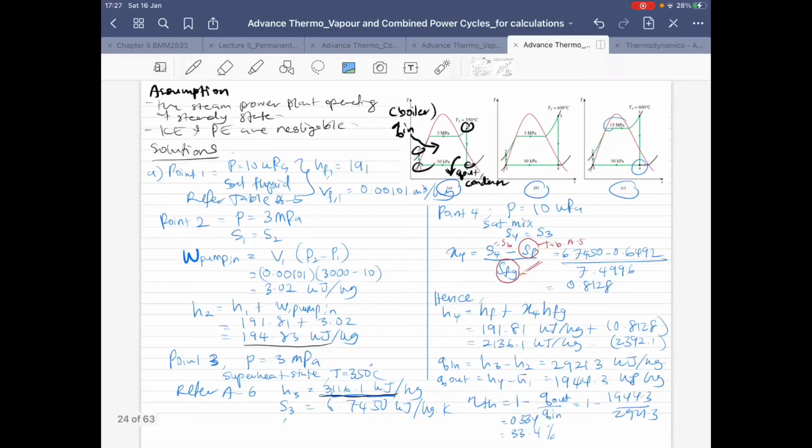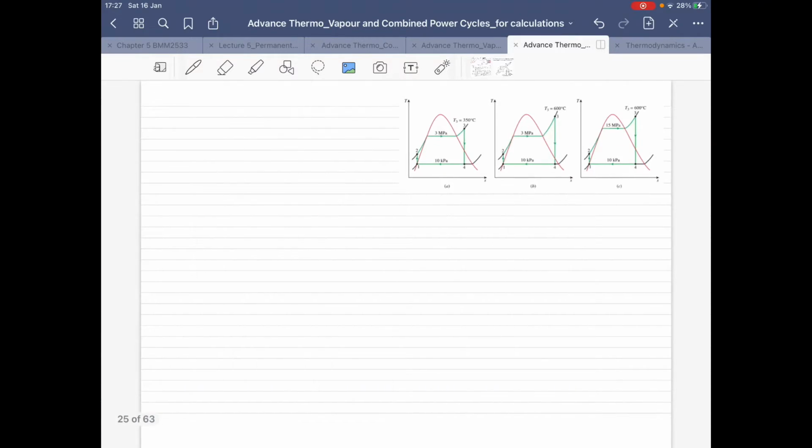So now for question B, increase the temperature at 3, meaning they add superheated steam so that T3 is equal to 600 degrees C. Oh, that's very high. I mean, in the theoretical class, I mentioned that usually 650 degrees C is what the turbine blade can take in a normal steam power plant.